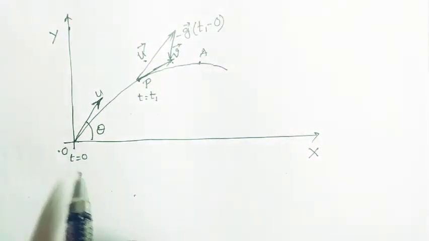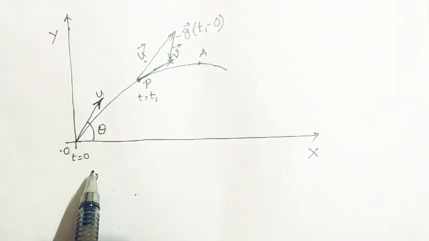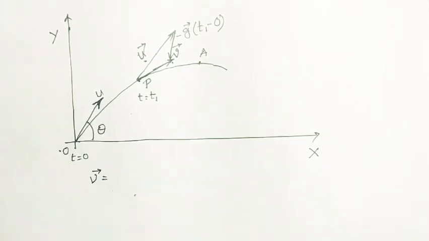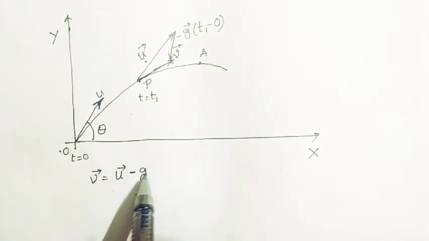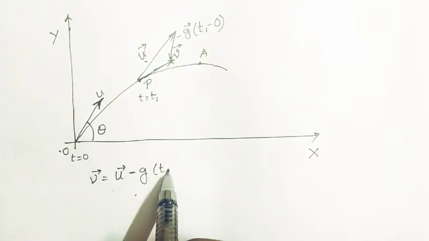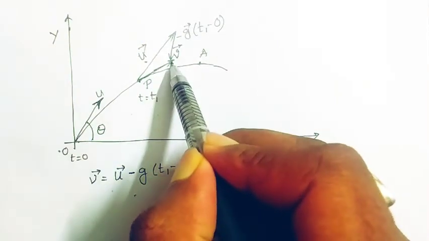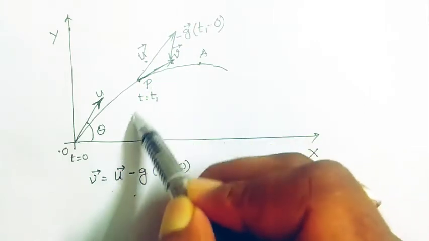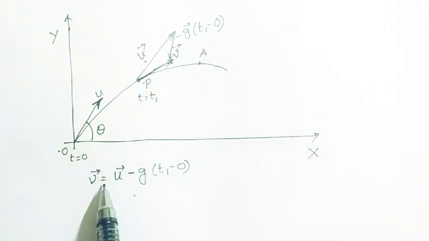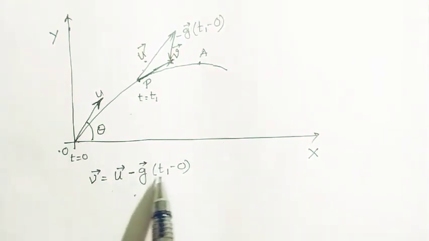So if you allow me to write the equation of motion, let us write these things, and I guarantee you that after that you will understand this thing, that v vector equals u vector minus g into t1 minus 0. These two vectors' resultant is this vector. U vector and minus g t1 vector's resultant is v vector. Is it followed by this equation? Is it followed by this equation?